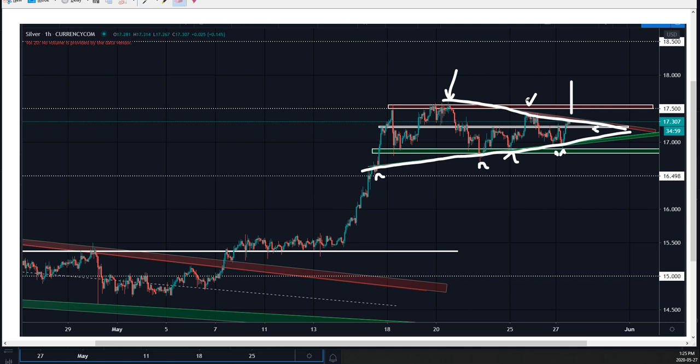If it moves to the downside, I'm going to be a little bit hesitant. I don't really want to be looking to short silver just yet. I'm still looking for momentum to the upside, so that's going to be my bias. I'm not going to be really looking for shorts on gold and silver.